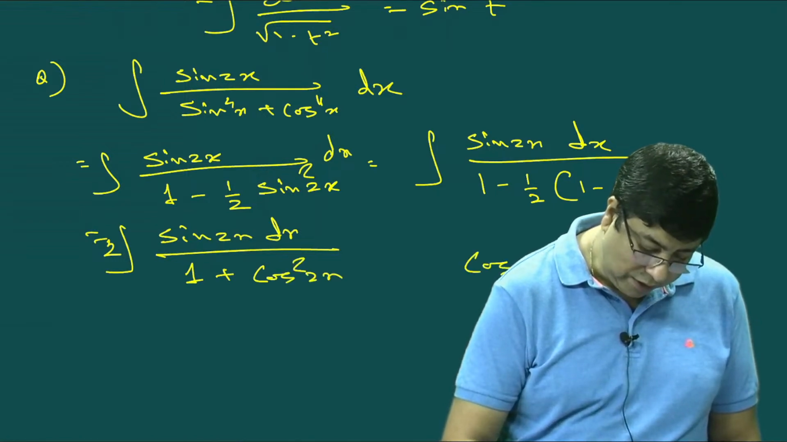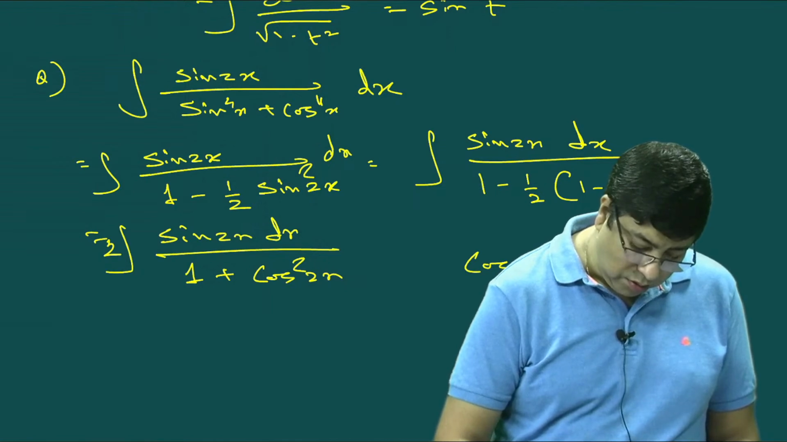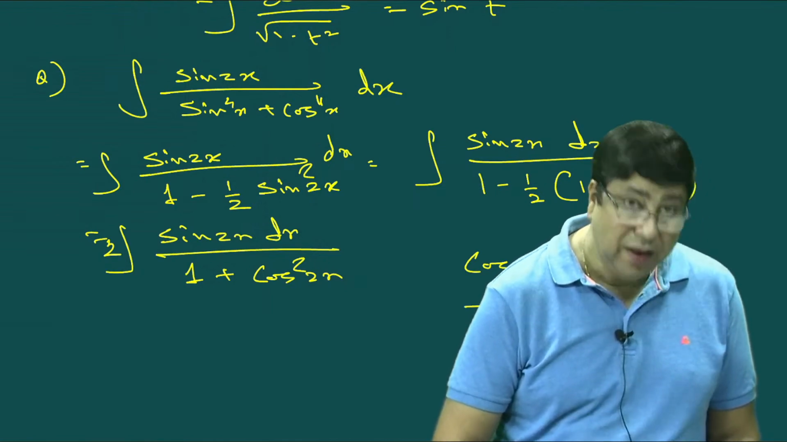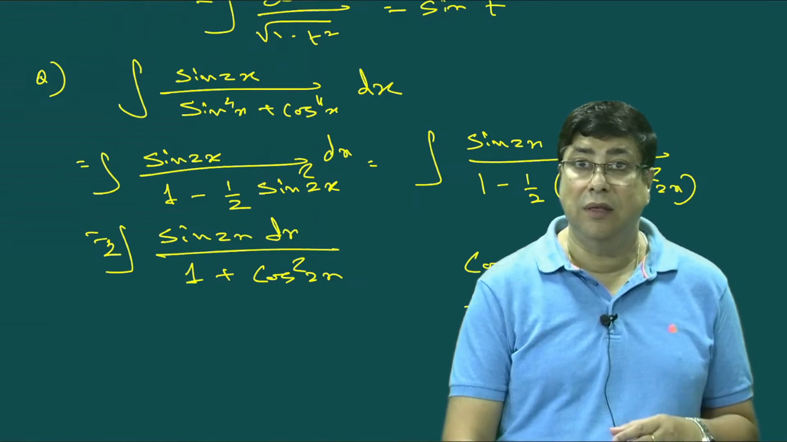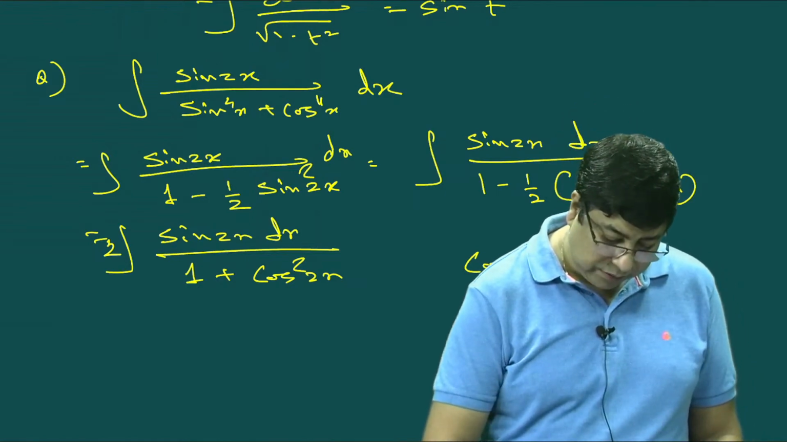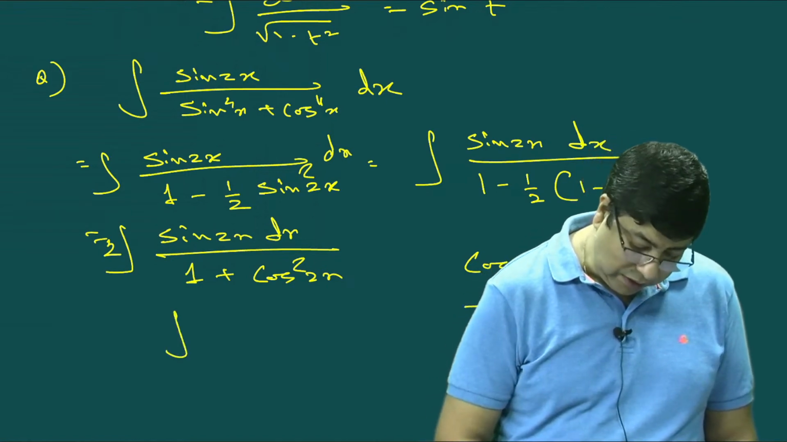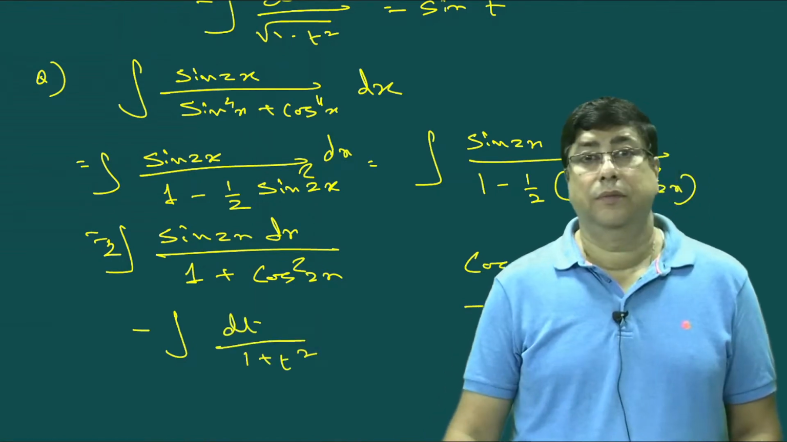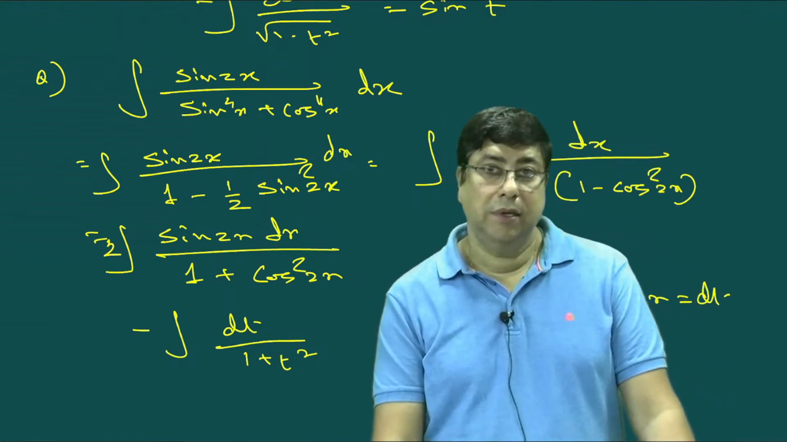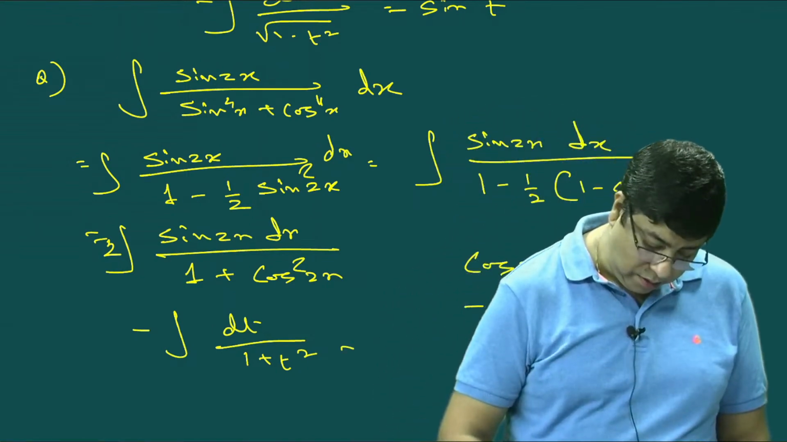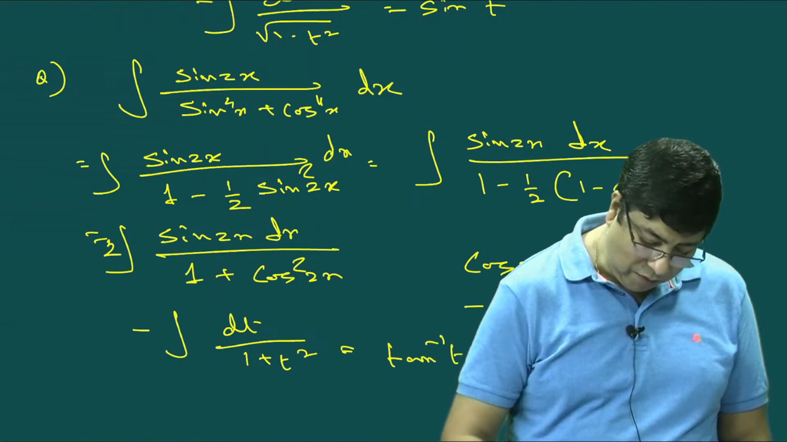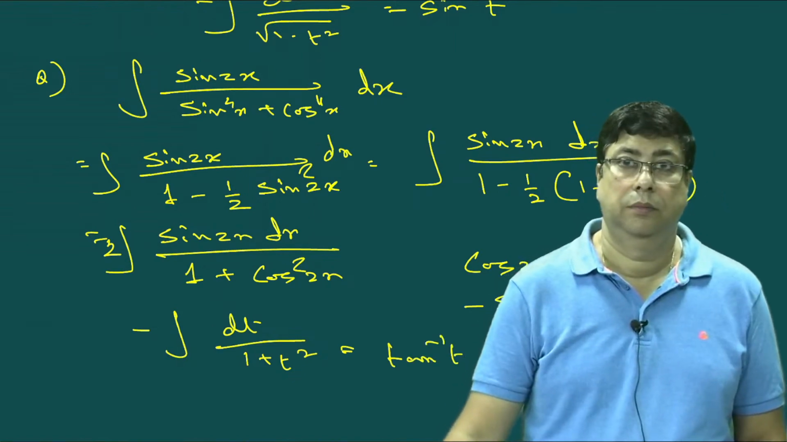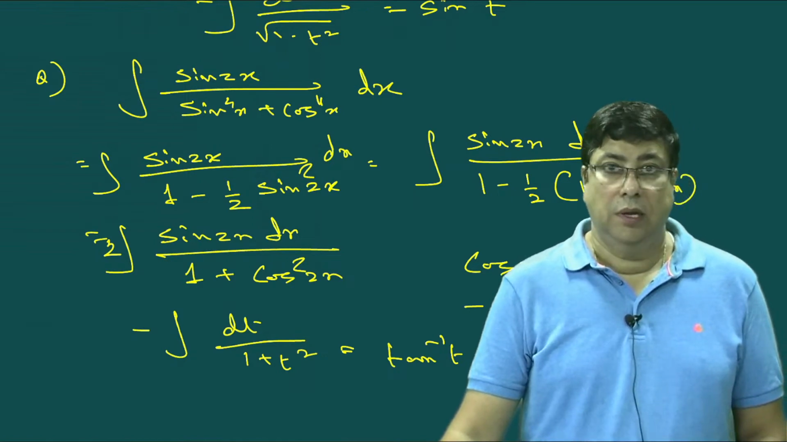If we take cos 2x equal to t, so sin 2x, minus outside, because the derivative of cos theta is minus sin theta. So sin 2x into 2 dx equal to dt. So 2 sin 2x dx equal to minus dt by 1 plus t square, that is 1 by a tan inverse x by a. So in this case we are getting tan inverse t. Now finally put the value back. Let's go to the next sum.